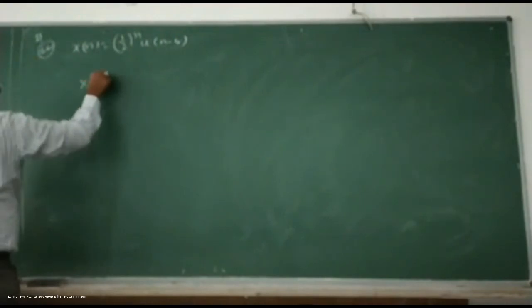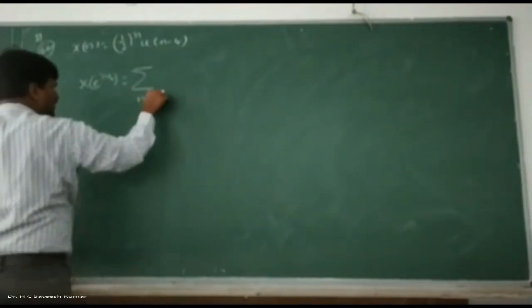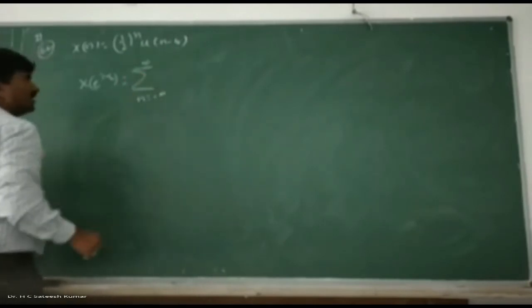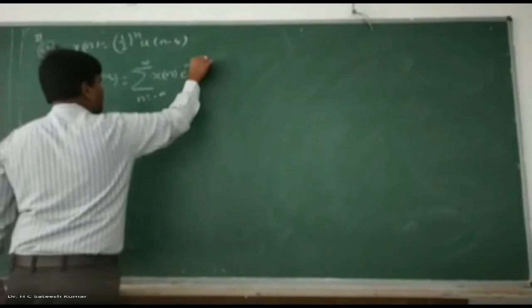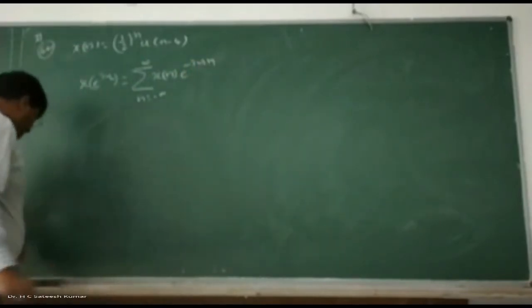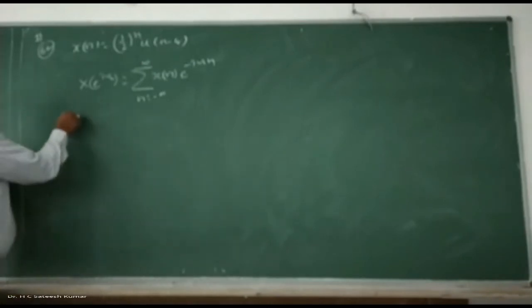X of e to the power of j omega by definition is summation n varies from minus infinity to plus infinity, x of n into e to the power of minus j omega n. Always try to write the formula. In case there is a calculation mistake, you may get some marks for the formula itself. So don't try to go for direct substitution.